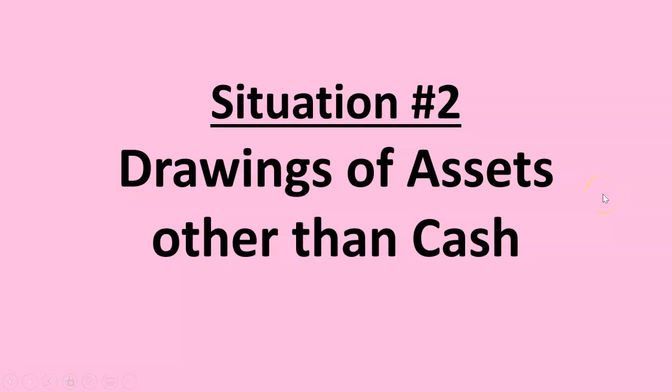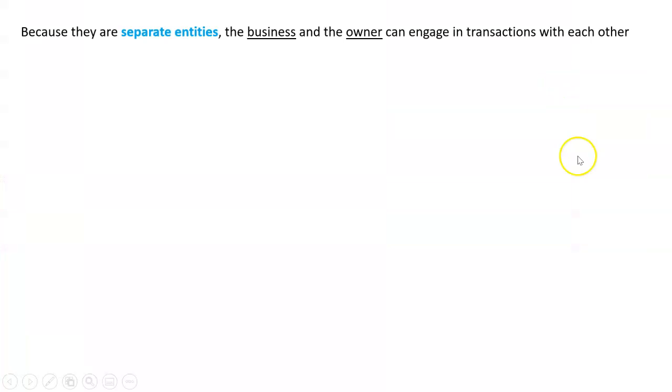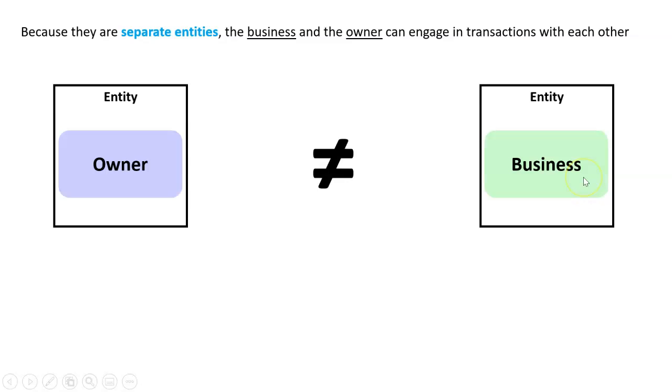The second situation for which we might need a memo is for drawings of assets other than cash. Because they're separate entities, the business and the owner can engage in transactions with each other. So we've dealt with capital contributions, but now we're going to look at the situation where we've got the entity over here, which is the owner, does not equal the entity, which is the business.